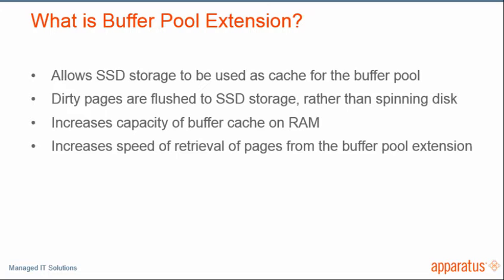Buffer pool extension allows you to allocate SSD storage to your SQL Server instance to extend that buffer pool. And this basically acts as a cache. So pages are read from disk into memory, and then they are flushed to the SSD storage, which is a much faster operation than hitting a traditional spinning disk. And it also allows a page to be pulled back from SSD more quickly if it needs to be pulled back into memory. So it increases the capacity of your buffer cache, and it increases the speed of the retrieval of pages from the buffer pool extension.